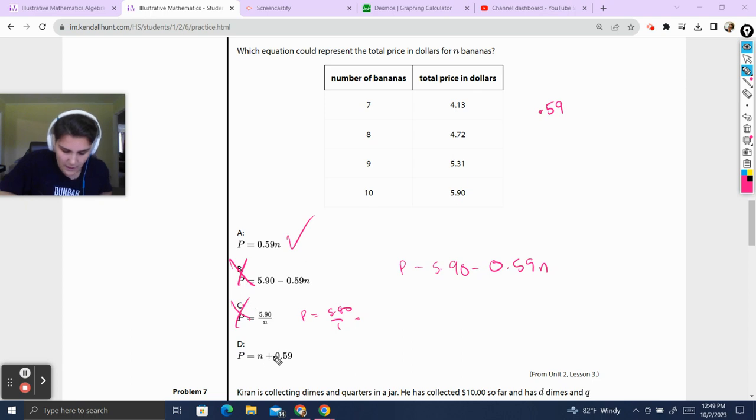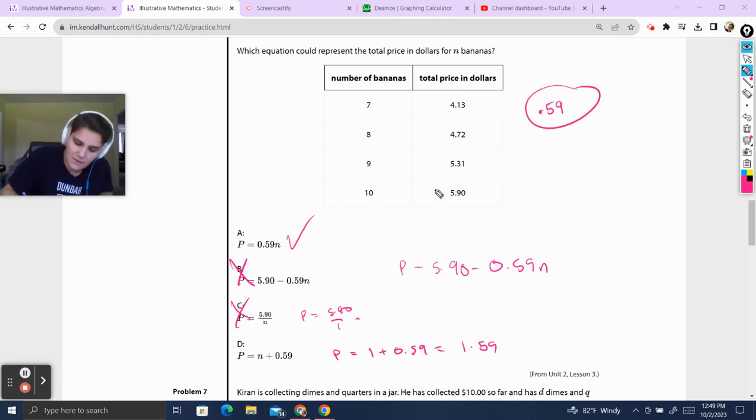Is P equal to N plus 0.59? So, would P equal 1 plus 0.59? That would mean 1 banana costs $1.59, and we've already determined that 1 banana costs 59 cents. The way I calculated this is if 10 bananas cost $5.90, that quickly tells me that 1 banana costs 59 cents. I could have also figured that out by figuring out the difference of cost between getting 7 bananas and 8 bananas, 8 bananas and 9 bananas. But I wanted to go quick here. So the correct answer in this case is A.